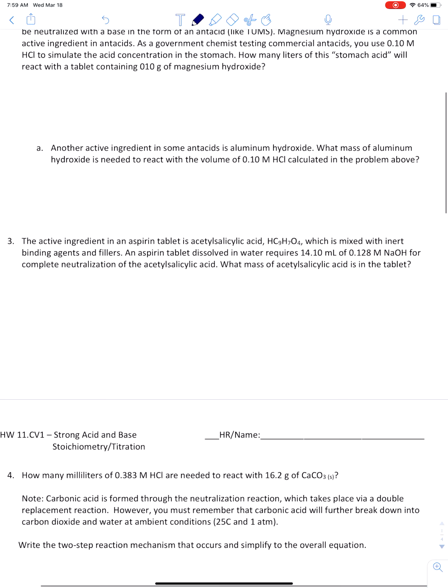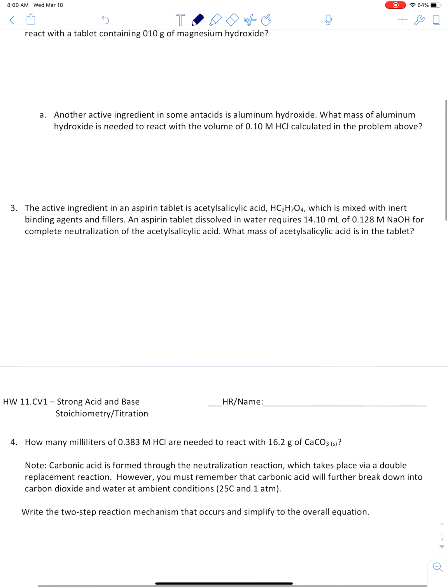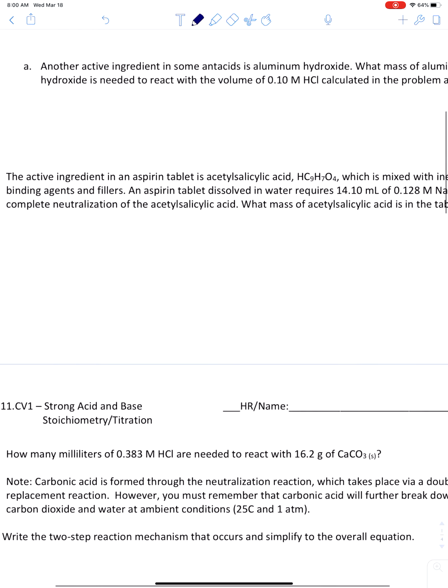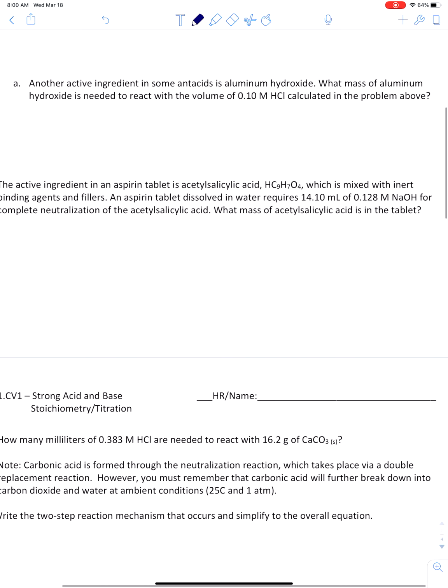All right, so on this one, we have an active ingredient, aspirin, and that's acetylsalicylic acid, and they gave the formula for that. They talk about how that active ingredient is mixed with binding agents and fillers to make the aspirin. I mean, the whole aspirin tablet isn't acetylsalicylic acid. It's just a little bit mixed with things like starch or some kind of binder, and the rest of the pill is just some inert thing that makes the bulk of the pill. So they're going to dissolve this in water, and then they're going to titrate it.